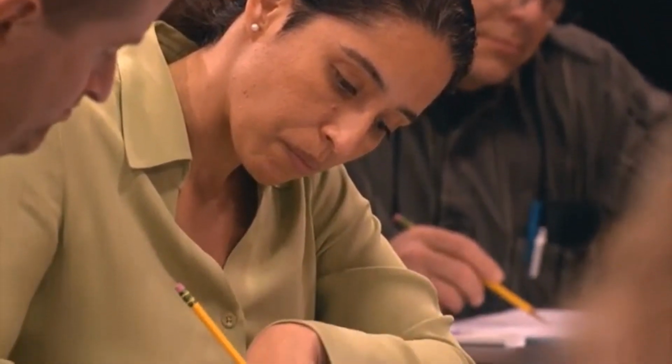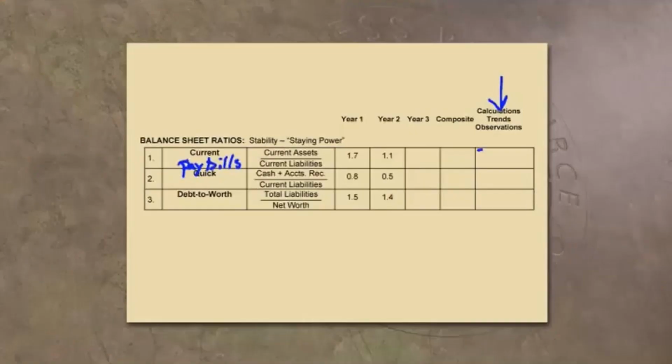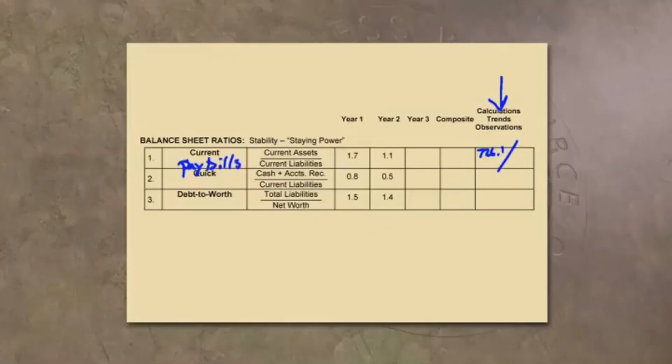Okay, so somebody help me on the far right. What are the current assets? Somebody shout it out. 726,100. And what are the current liabilities? 734,400. Absolutely right.